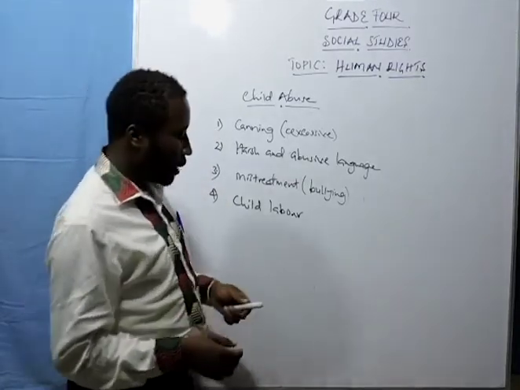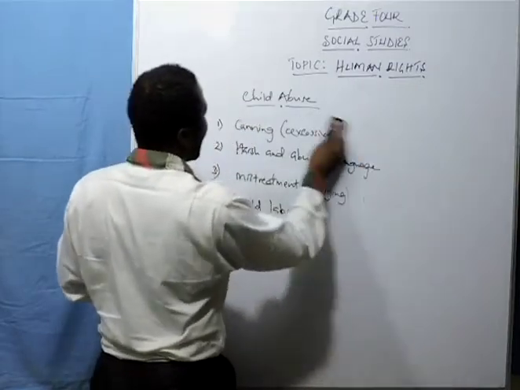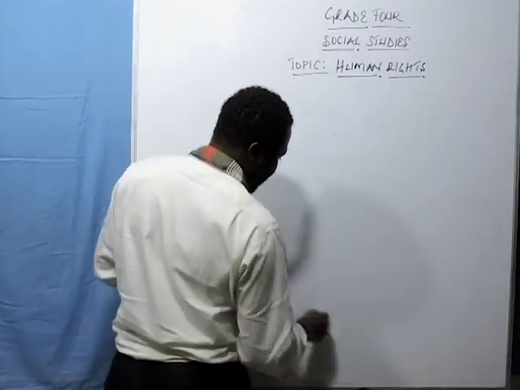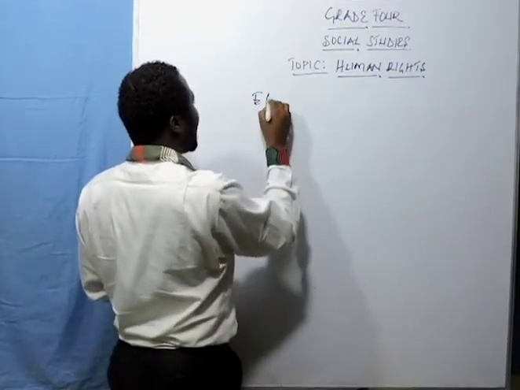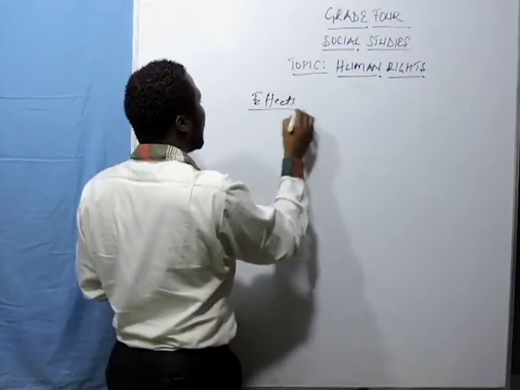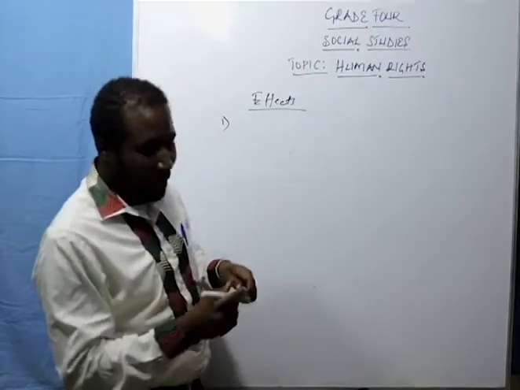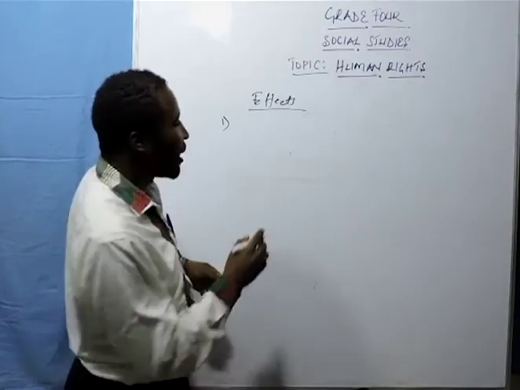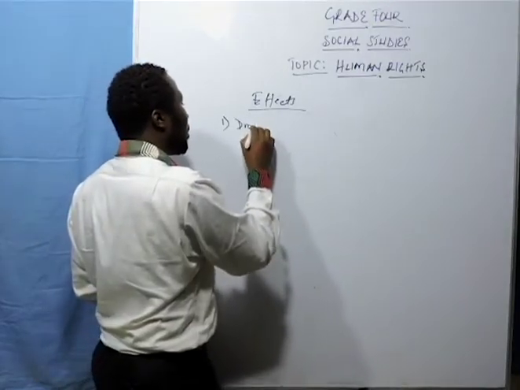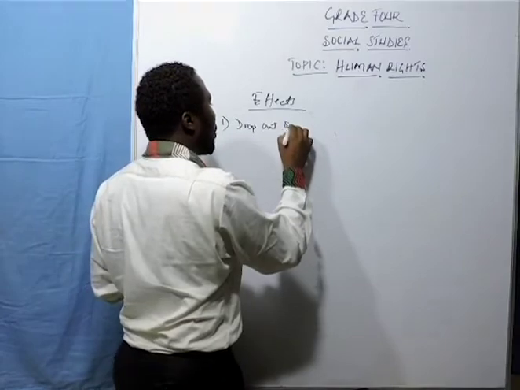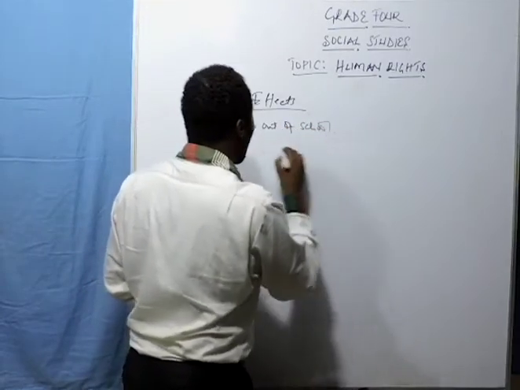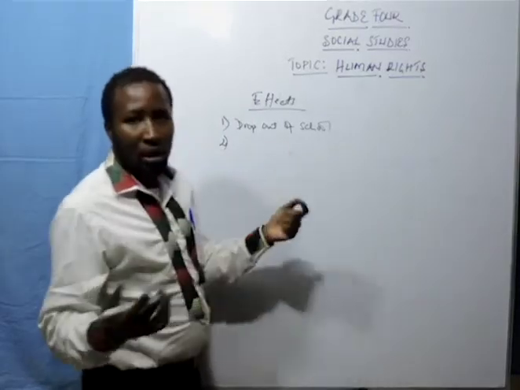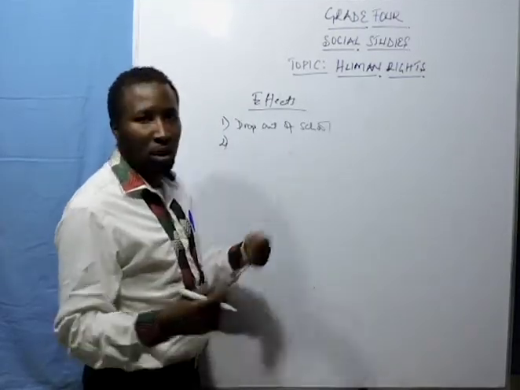Now, very quickly we look at the effects of child abuse. What are the effects? Just look at an example of them. When you harass a child or bring his esteem down, what do you think you are doing? Some of them will tend to drop out of school. So through this mistreatment and excessive caning, a child will end up hating the school and dropping out of school.